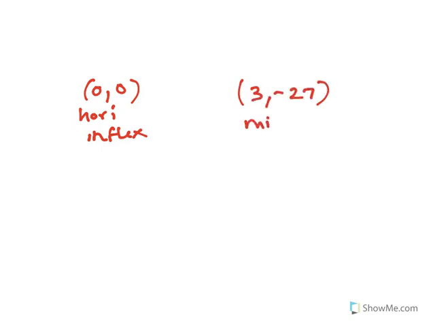So we have two things. We have (0, 0), which is a horizontal inflection, and we have (3, -27), which is a minimum turning point. The next part was to find any points of inflection.